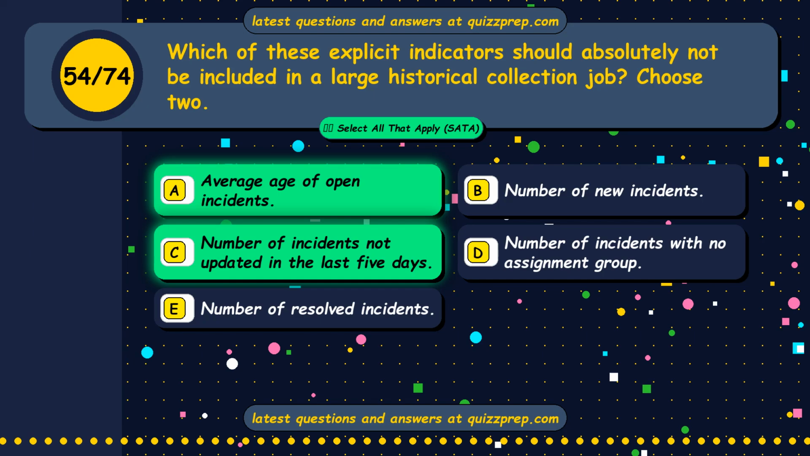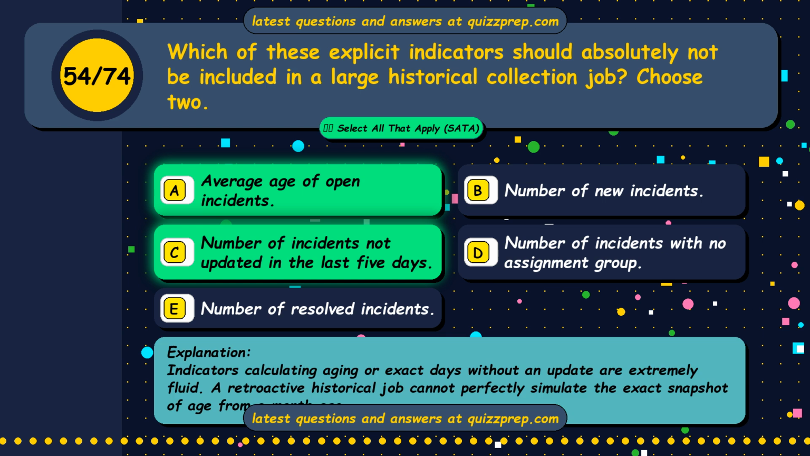The correct answers are options A and C. Average age of open incidents. Number of incidents not updated in the last 5 days. Indicators calculating aging or exact days without an update are extremely fluid. A retroactive historical job cannot perfectly simulate the exact snapshot of age from a month ago.